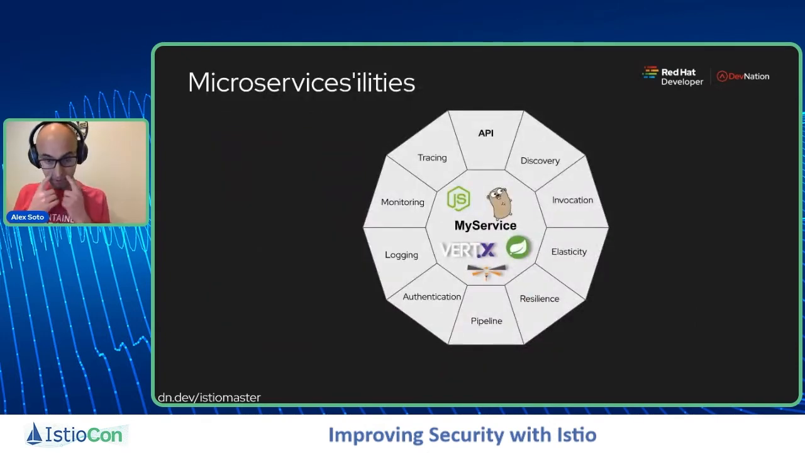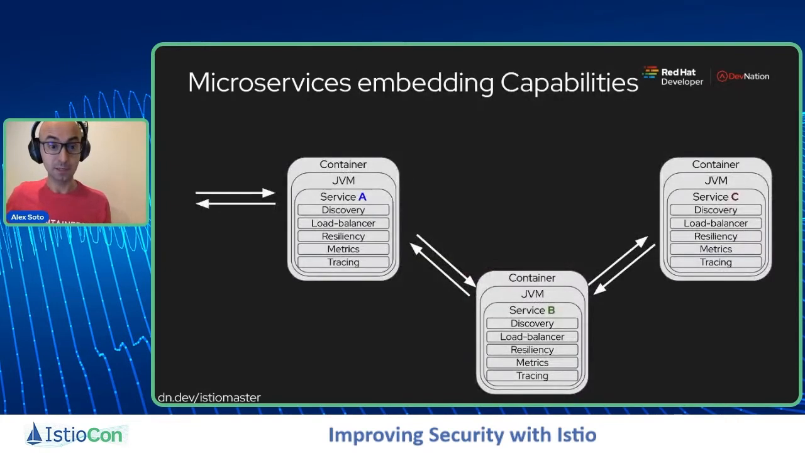First of all, let me explain that when you are in a microservices architecture, we usually have our service, which can be written in Go, Java, JavaScript, Spring Boot, Vert.x, Quarkus, or whatever. And then we have what I like to call cross-cutting concerns, because in a microservice architecture we need to define an API. We need to find a way to discover and invoke services, elasticity, resiliency, what happens when one of our services is failing. The pipeline, we need to be able to deploy our services independently. Authentication, how we deal with authentication between services. Logging, monitoring, and tracing.